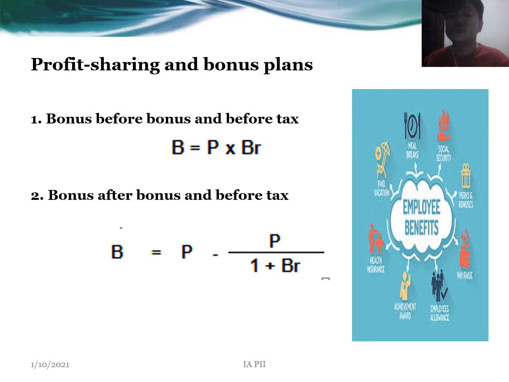So, to get the profit after bonus, it is P over 1 plus bonus rate. For example, in our example earlier, the profit is 100,000 and the bonus rate is 10%. So, the profit in the numerator is 100,000 over 1 plus the bonus rate, which is 10%. So, 100,000 divided by 110%.